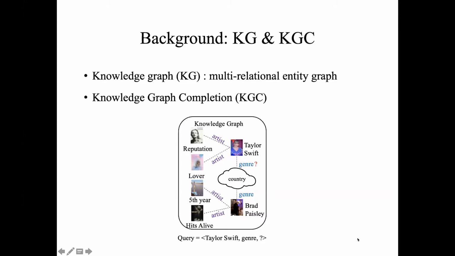For example, predicting a missing entity. Just like the picture shows, if we don't know which genre Taylor Swift belongs to, we may try to complete the query triple (Taylor Swift, genre, ?) to find the answer of the triple.